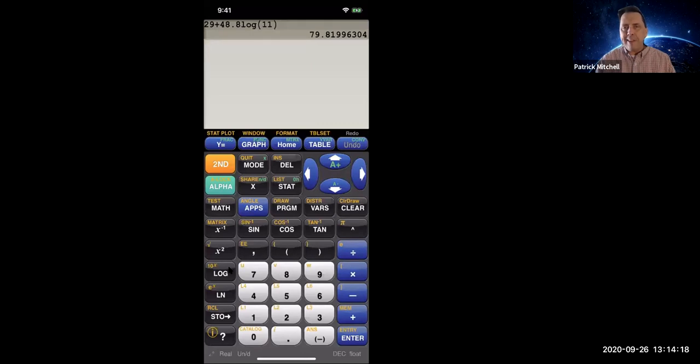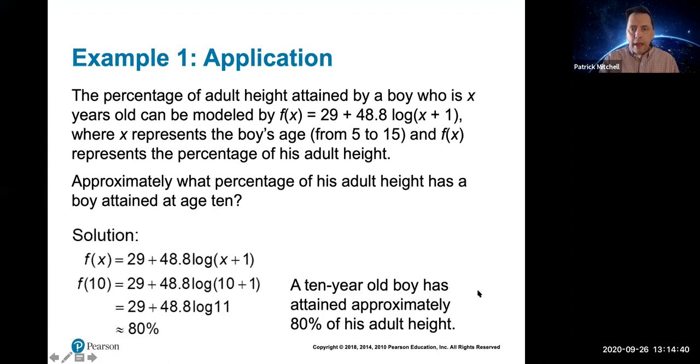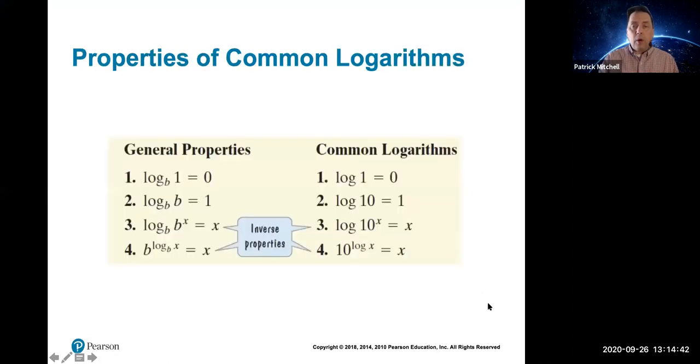So if you have a 10-year-old son, you can measure how tall he is, and that's probably 80% of the height he will reach by the time he's an adult. Okay, and of course, it's just an approximation. Okay, so let's go back to here.